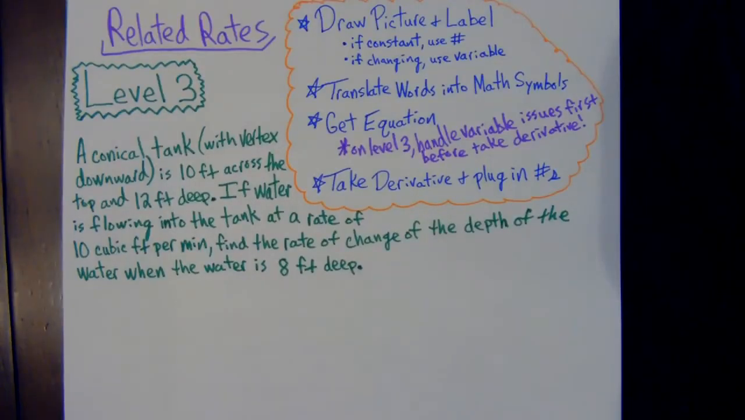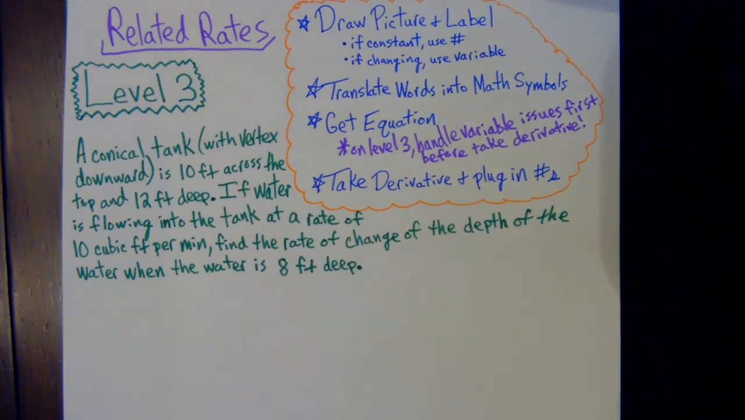We are just going to do one related rate level 3 problem. I'm going to show you how to handle the variable issues that you run into. That's why it's called a level 3 problem, because you have the variable issues. As I promised you, we do have some nice steps that you can use on all related rate problems, especially the level 2 and the level 3.